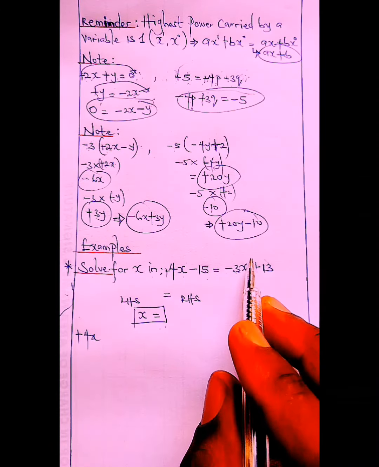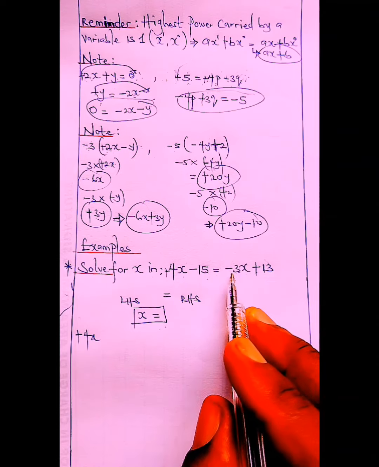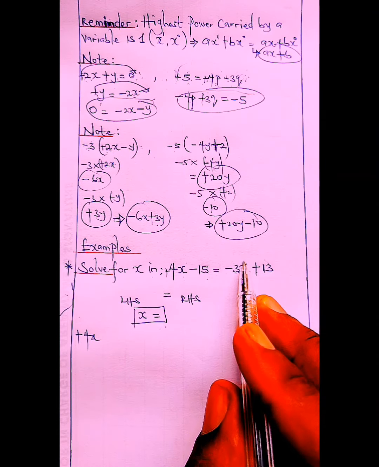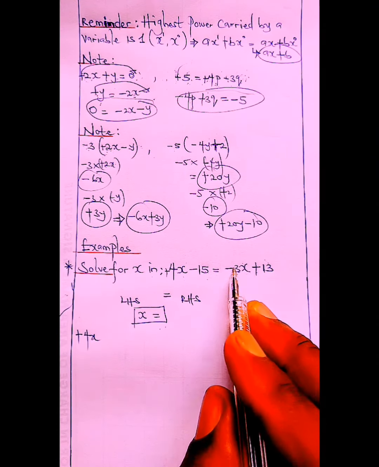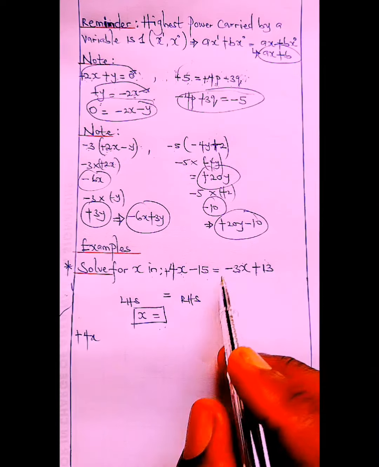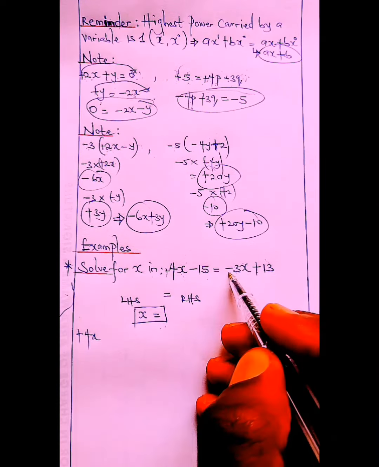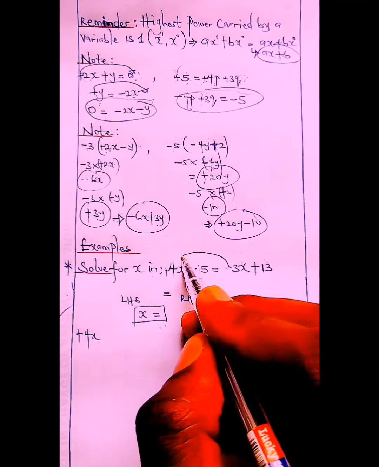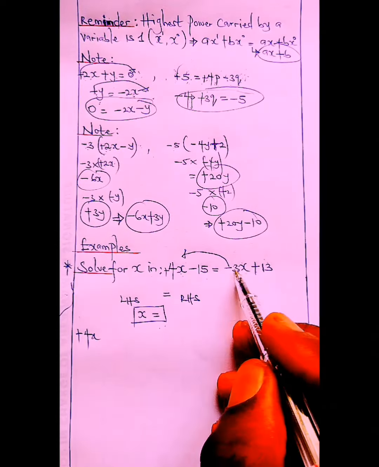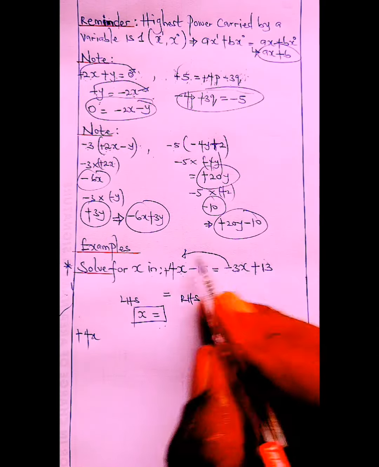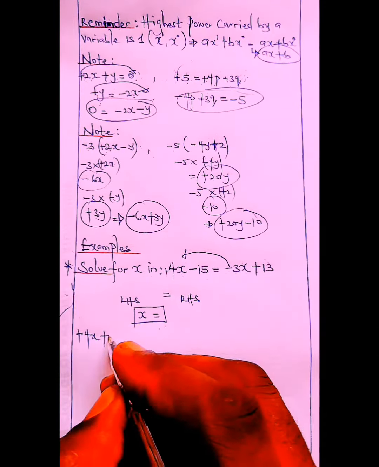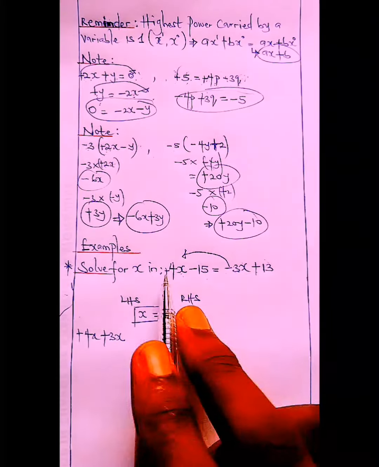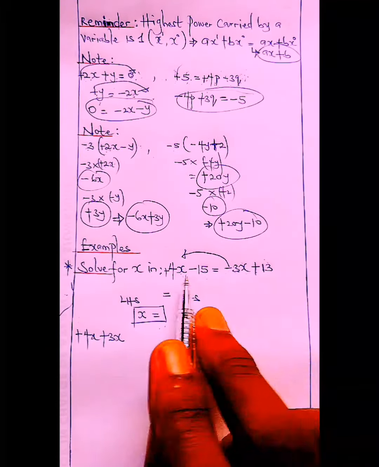On the right-hand side, we have minus 3x. We don't want any quantity with x to be on the right-hand side, so it has to cross to the left-hand side. So we're going to send this to the left-hand side. In crossing to the left-hand side, it's crossing the equality sign, so the sign changes from minus 3x to plus 3x. Do we have another x again? No, so we are done with all the x.